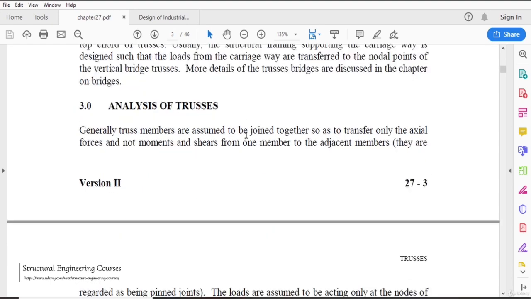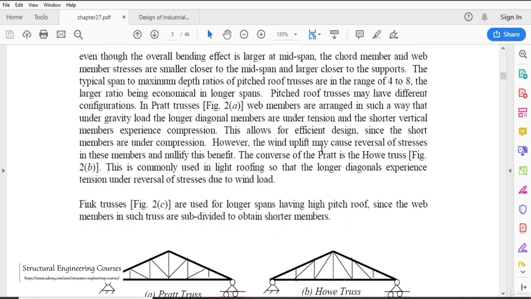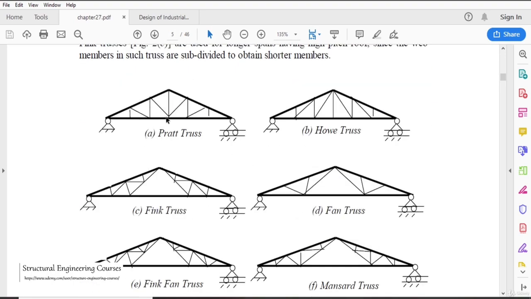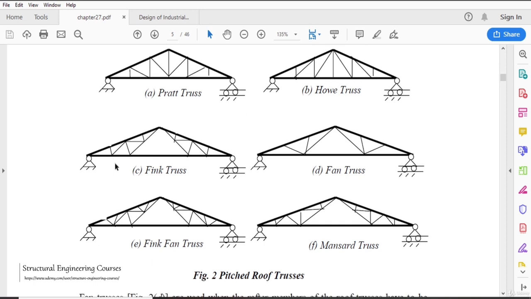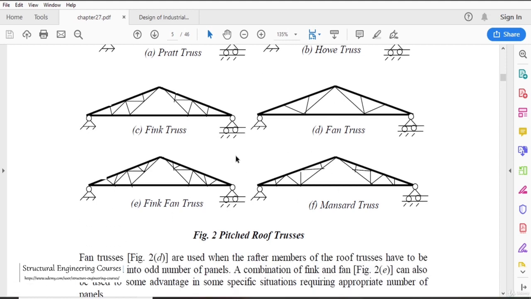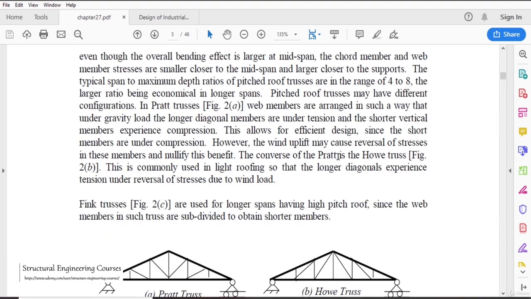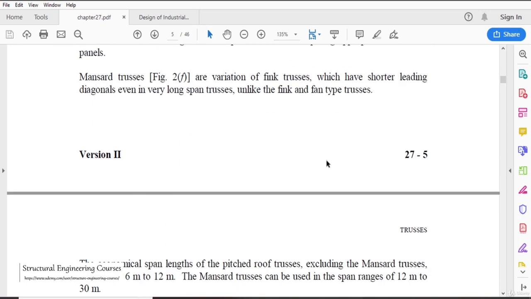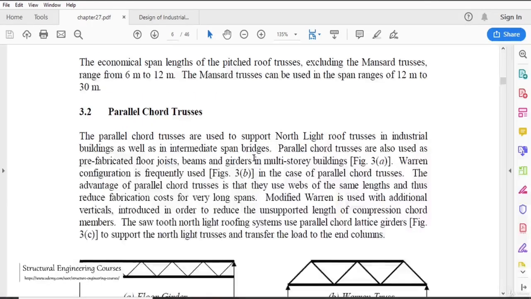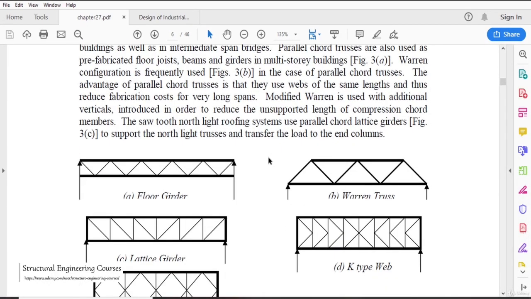So, bridge trusses, analysis of trusses. This is called a Pratt truss that we already studied in the previous lecture. This is called a Howe truss, that is, the members are going like this. This is called a Fink truss. Here you can see that the redundant member in the center is not there. This is called a fan truss, Fink fan truss, and mansard truss. So there are n number of trusses in the books of structural steel, but it's up to you to decide what type of truss you need to install in which scenario.